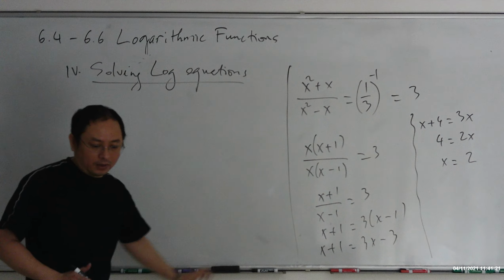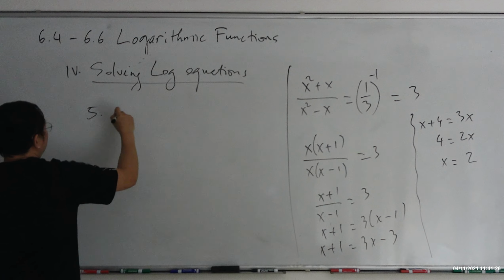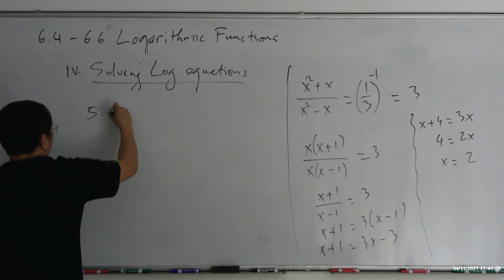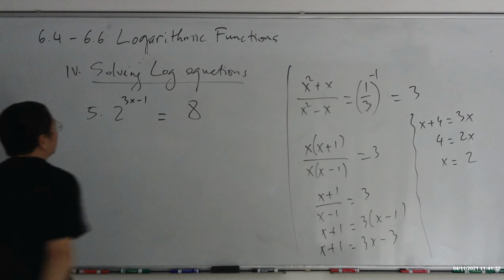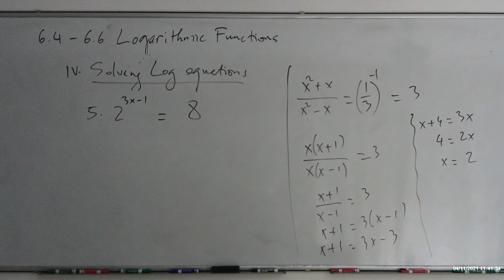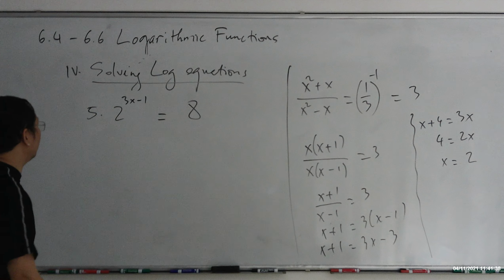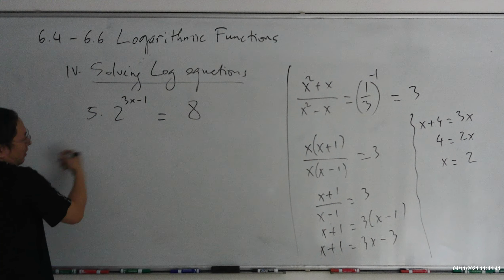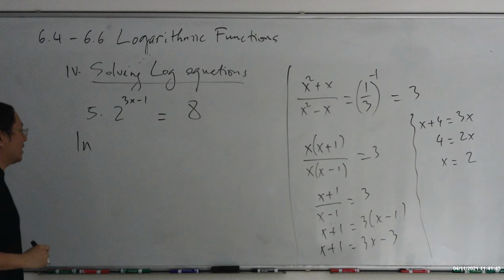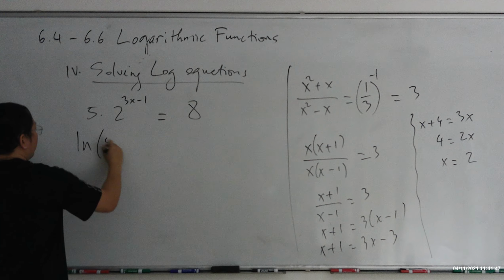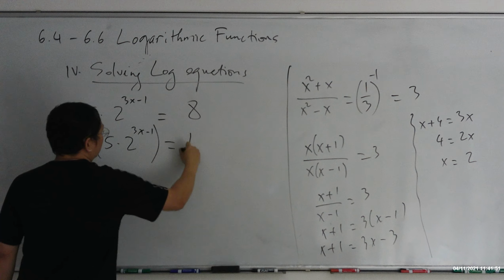Okay, try another one. If I have 5 times 2 to the 3x minus 1 equal to 8. Solve for x. All right, same idea. I see that x on the exponent, so I'm thinking of having a log on both sides. You can choose any base for the log you like. I choose base e because it's more natural. Okay, ln of 5 times 2 to the 3x minus 1 is going to be equal to ln of 8.